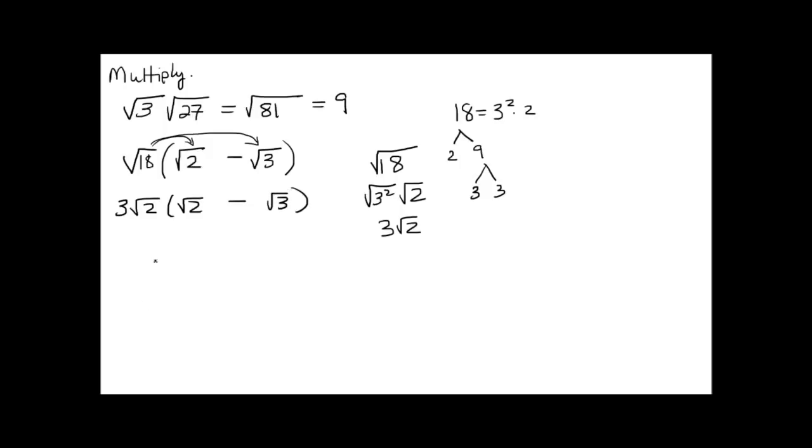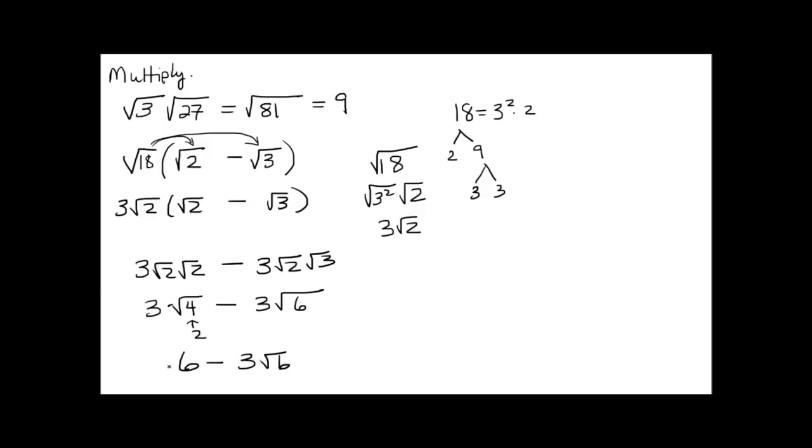Okay, and now I'm going to distribute this inside the parentheses. So we're going to have 3 root 2 times root 2 minus 3 root 2 times root 3. Okay, 3 root 2 root 2. Root 2 times root 2 is root 4, which is just 2. So we have 3 times, let's just say square root of 4, I won't skip a step, and then 3 times the square root of 6. Square root of 4 is 2 though, so we're going to say 3 times 2 is 6 minus 3 root 6. These are not like terms because the 6 on the left does not have a radical, so we're going to stop there.